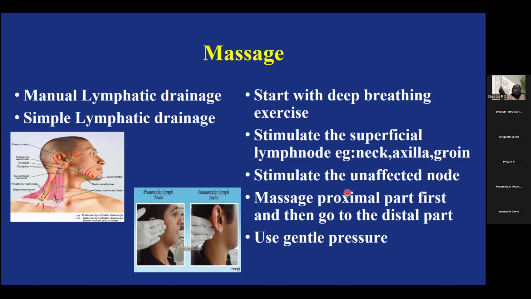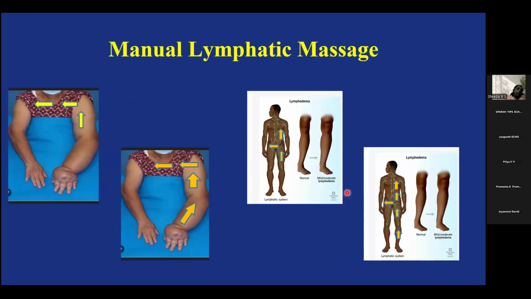So when you discharge the patient from the hospital, you have to tell them they can do deep breathing exercise, they can stimulate the superficial lymph nodes, they can apply bandages, and again they can do a few simple exercises, again take deep breathing exercise, and then elevate the limb and lie down for a few hours. So this is how the manual lymphatic massage is done.